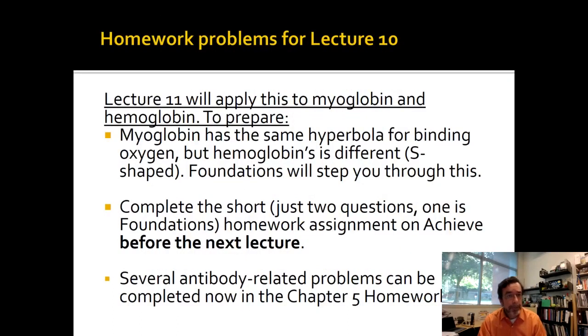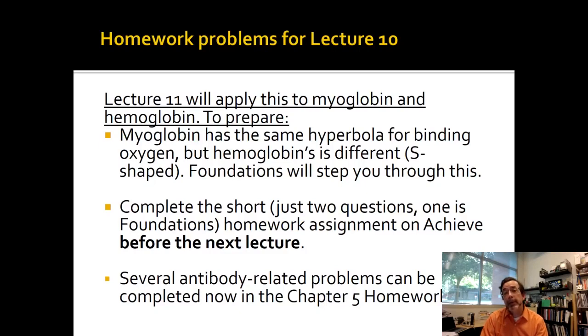Okay. So I just want to remind you, this is all about antibodies. We're done talking about them. We're going to talk about hemoglobin next, and then we'll be ready for the next test. So Monday, we'll be talking about hemoglobin. I want you to look at lecture 11 and do the foundations exercise that is assigned on Achieve for you. Myoglobin is actually a hyperbola that binds the same way as what we already showed in class, but hemoglobin's binding curve is actually S-shaped. In Foundations, they show you that curve and they have you work through it. So work through as Foundations says for the assigned problems.